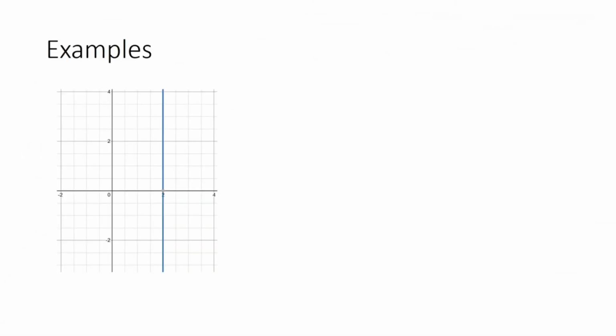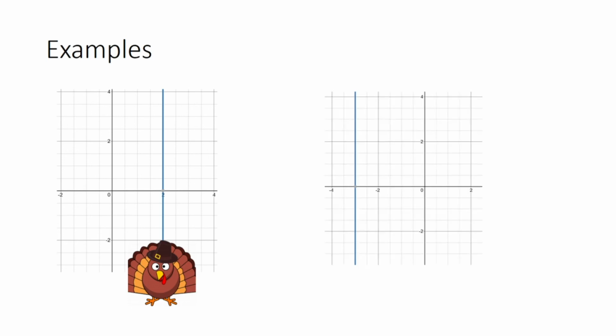Let's look at two examples. Let's say we're given the line x equals 2. We can have the turkey on the top, and as we can see, the turkey only moves down. Because the turkey cannot move left or right and only moves down, the slope is undefined. Similarly, if we have x equals negative 3, we can choose to start on the bottom, and then the only place the turkey can go is up. So again, the slope here is undefined.